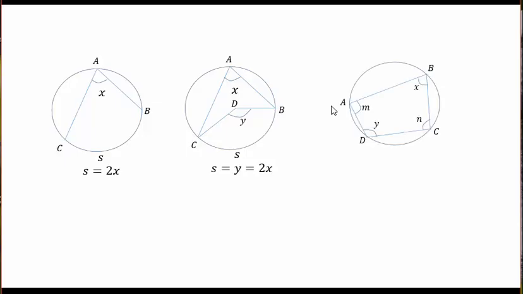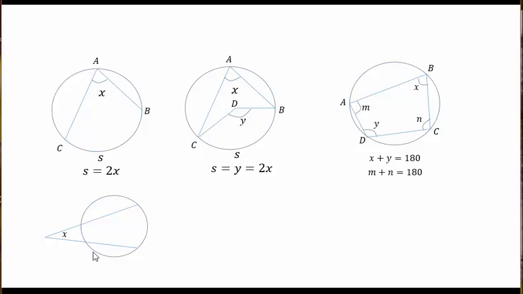Moving on, if you inscribe any quadrilateral inside a circle, the relation between the angles is that opposite angles are supplementary, meaning x plus y equals 180 and m plus n also equals 180. So if you know either the value of x or y, you can find the other simply by subtracting from 180.